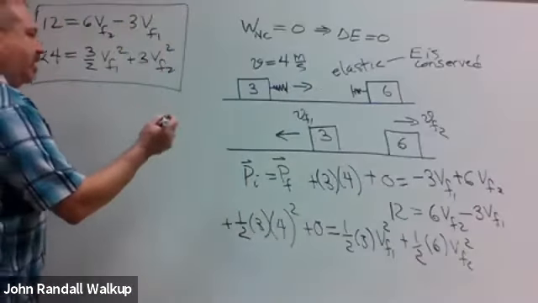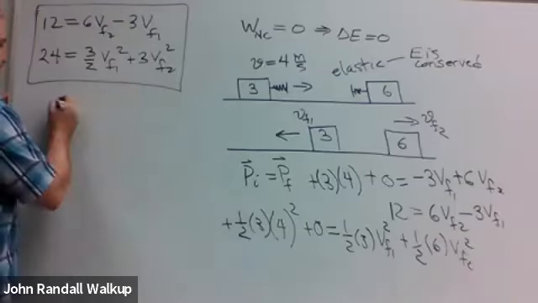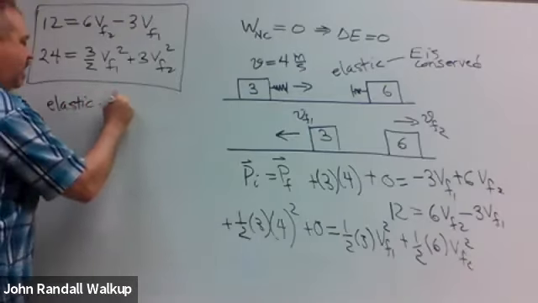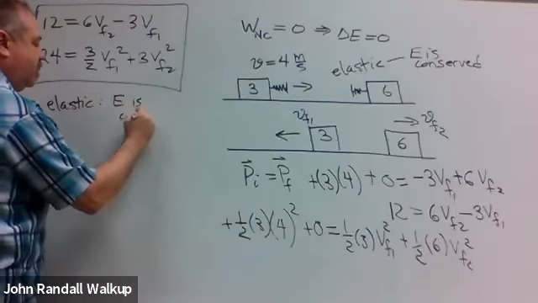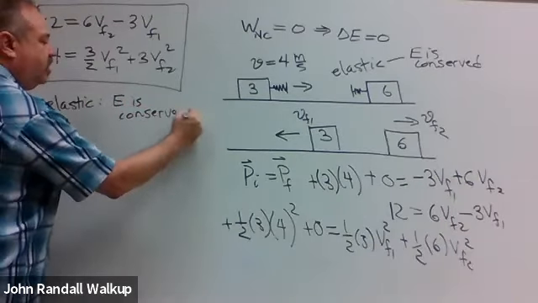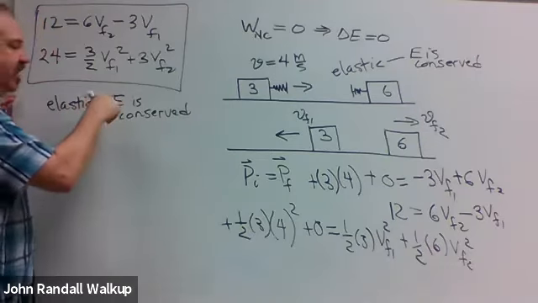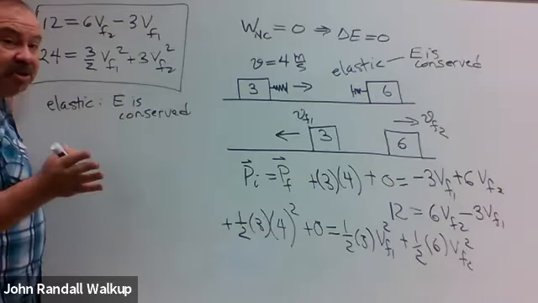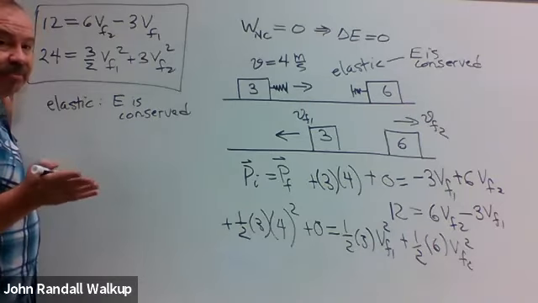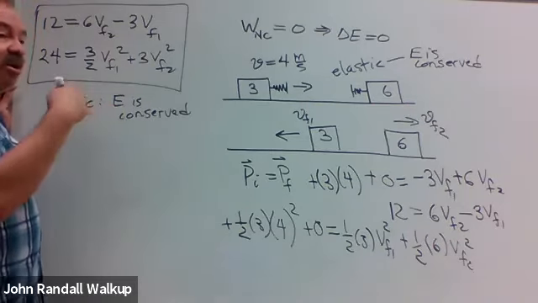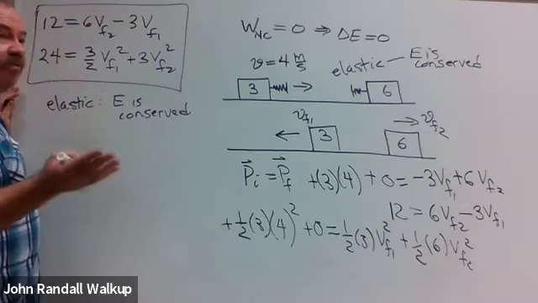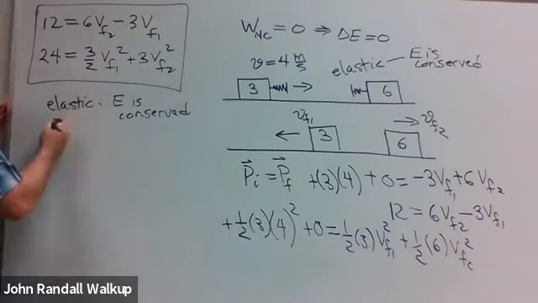So I should define your terms. Elastic: E is conserved. As soon as I tell you that a collision is elastic, you know to conserve energy. And you might be able to conserve momentum, depending on, again, do all the external forces acting on the system cancel?